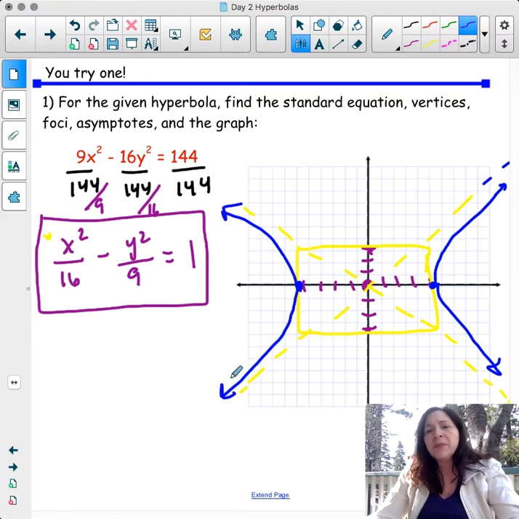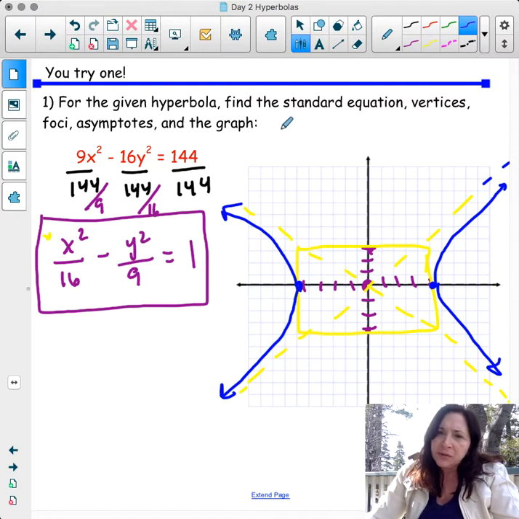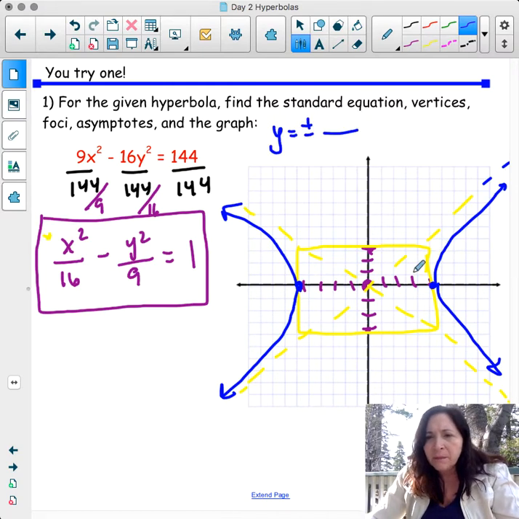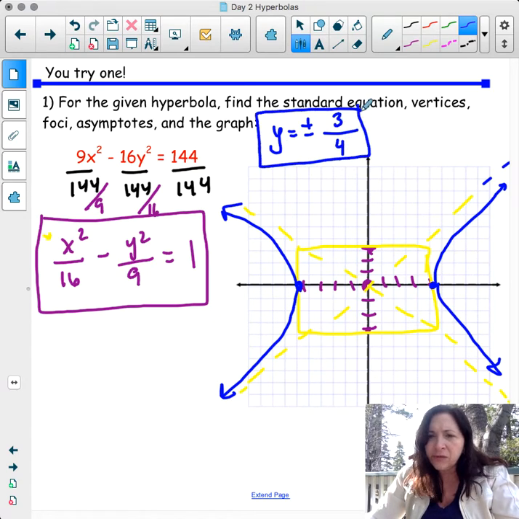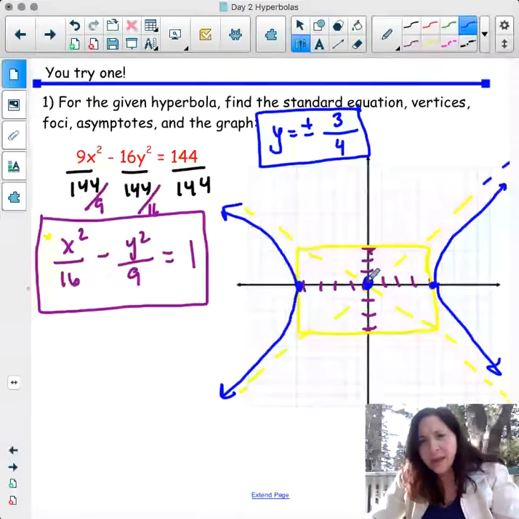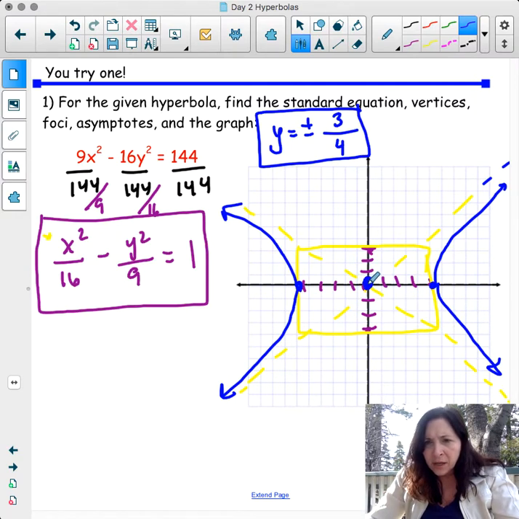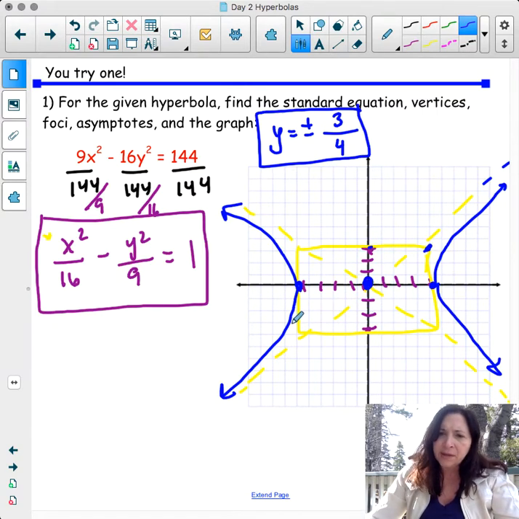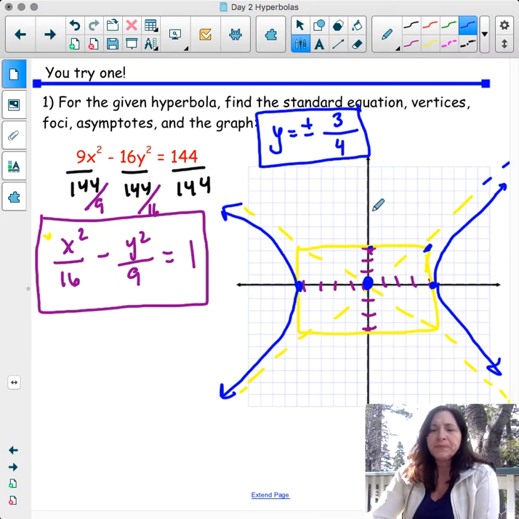Now, two things. I could have graphed by asymptotes, meaning y is equal to plus or minus the square root of my y coordinate over my x, which is 3 over 4. And so that's the equation of my asymptotes. A lot of people will graph that way by starting at 0, 0, and going up 3 and over 4. Completely fine. Those are your asymptotes. You would also go up 3, left 4, down 3, left 4, down 3, right 4.